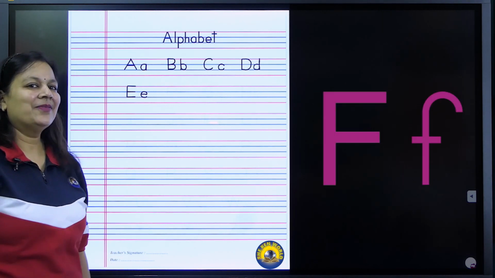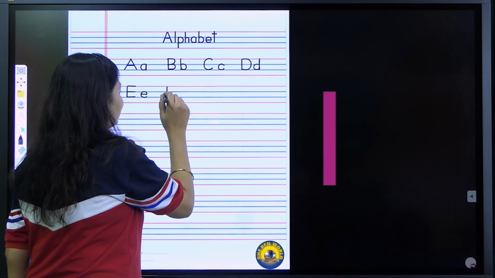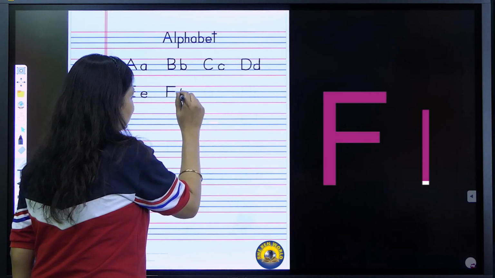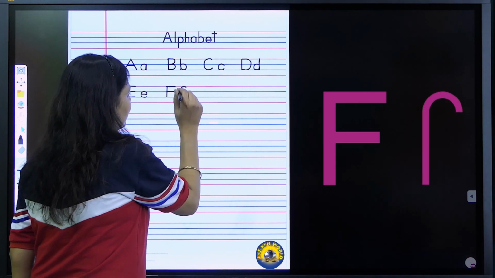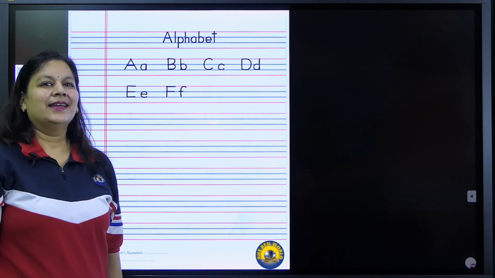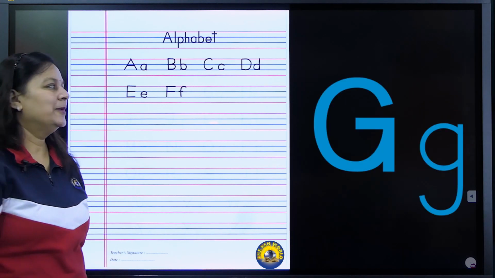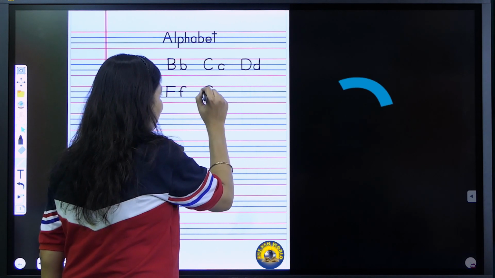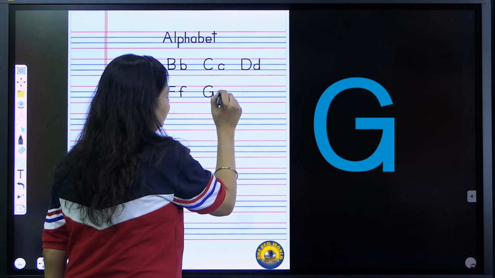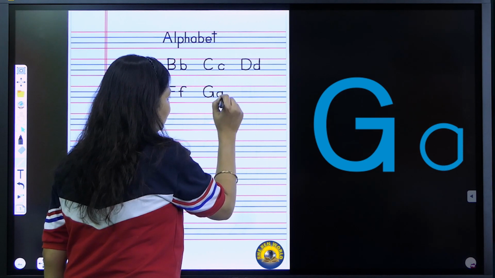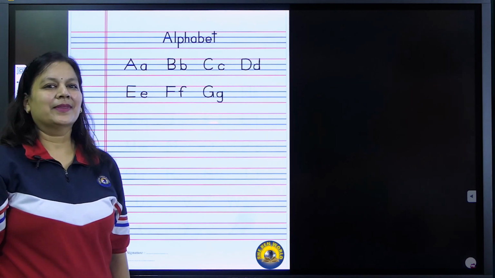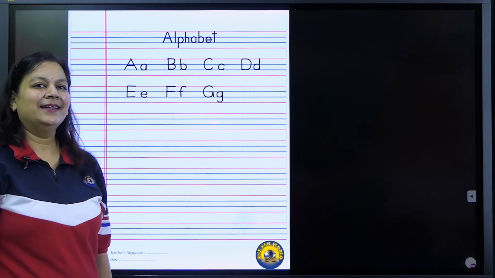The next letter is F. Uppercase F. Lowercase F. Speak aloud. F. F. F. After F, it's G. Uppercase G. Lowercase G. Speak loudly. G. G. G. The next letter is H.